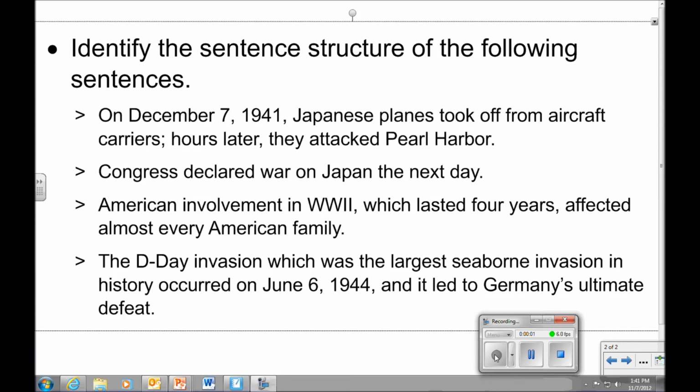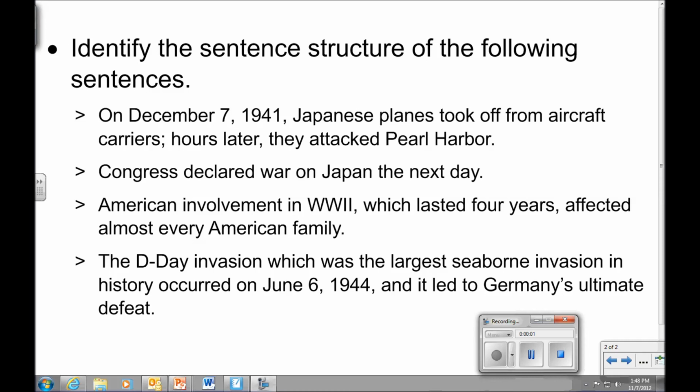Here's your optional practice. Try to identify the sentence structure of these 4 sentences. All right, let's see how well you did.